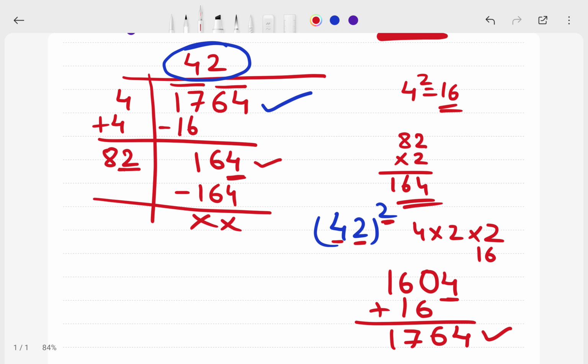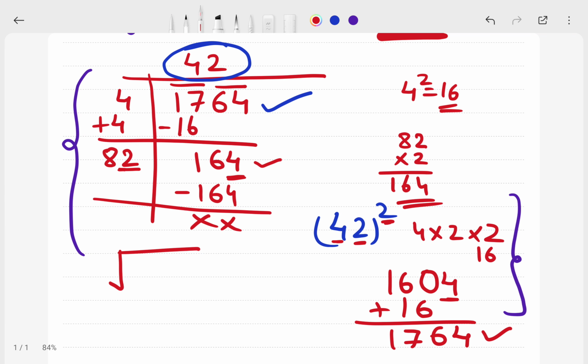So in this video we got to know about the long division method and a square trick to find out the square of any 2-digit number. And we will write it as a symbol of square root. Square root of 1764 is 42. Yes. So that's all for today in this video.